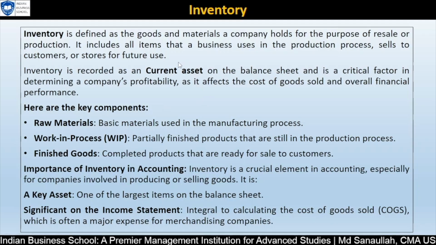Obviously, if you are a manufacturing company or a reseller, your major cost would be inventory. In the balance sheet also, and in your income statement it would be the major cost, like cost of goods. Inventory will be converted to cost of goods in your income statement, which we will learn in detail. Here are the key components of your inventory: raw material.